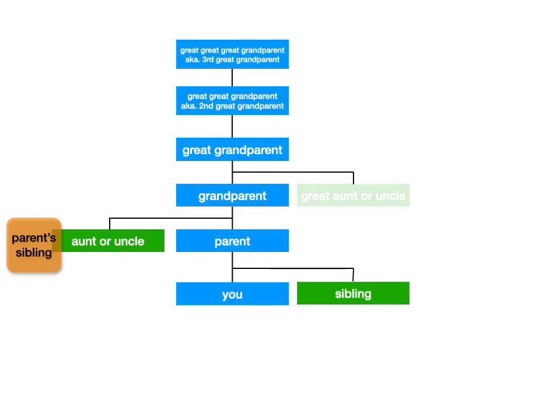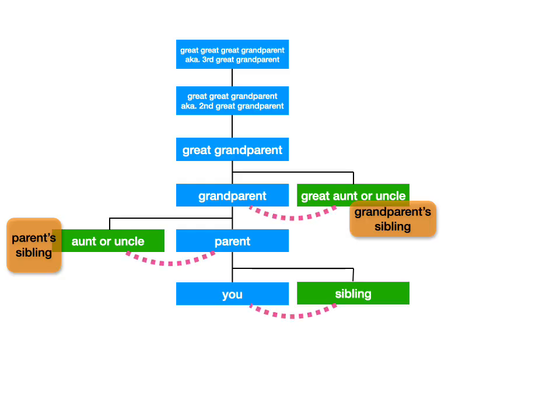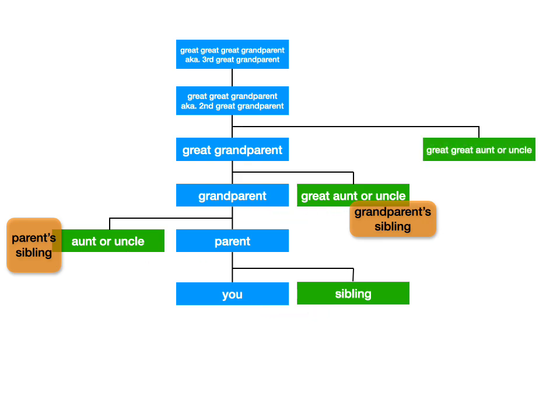A great aunt or great uncle is your grandparent's sibling. And they have the same relationship to their sibling as you have to your sibling. So that's the sibling relationship between those different people on your tree. Let's throw in a great-great aunt or uncle. At this point, people start to wonder what we're talking about, but we're simply saying by great-great aunt or great-great uncle, a great-grandparent's sibling.